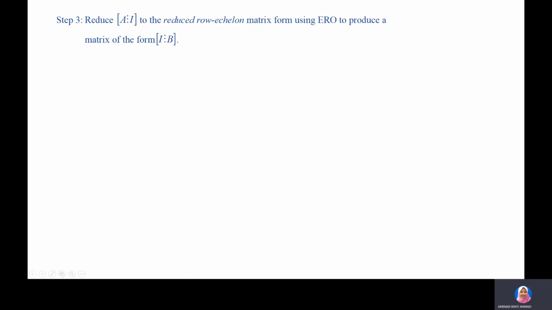Step 2, write the augmented matrix in the form of matrix A and identity. So this is the matrix, and this is the identity. Our main goal is to make this part become the identity, and here we will get the inverse of A. Step 3, we use the reduced row echelon form or ERO to produce the matrix of the form identity and new matrix B.